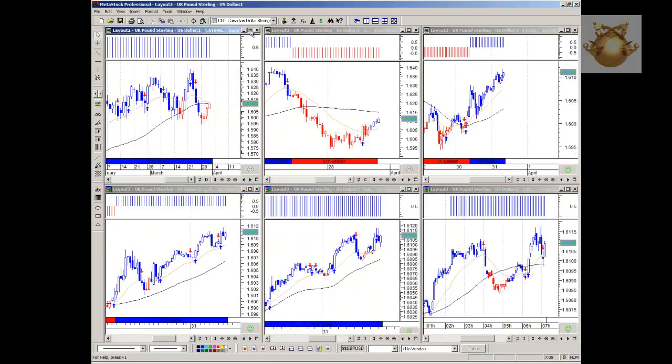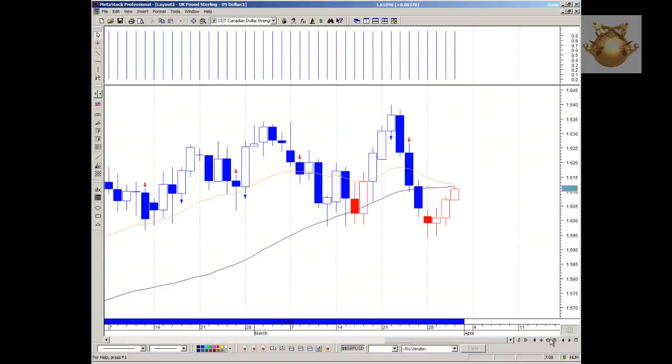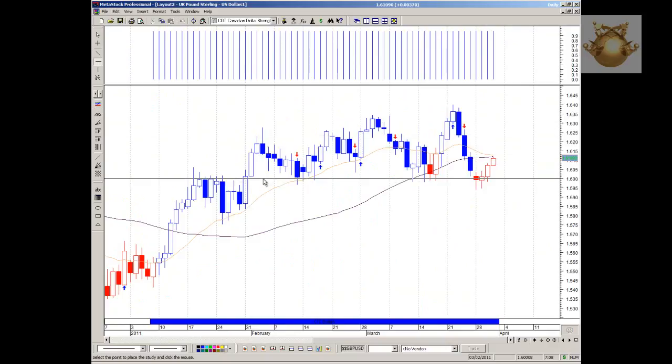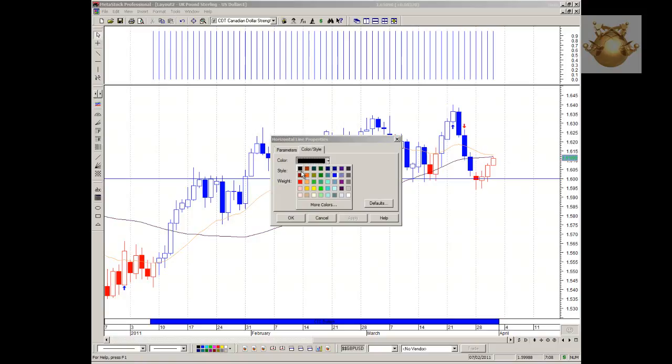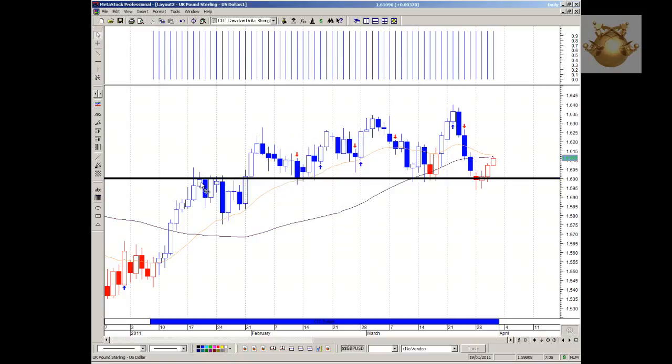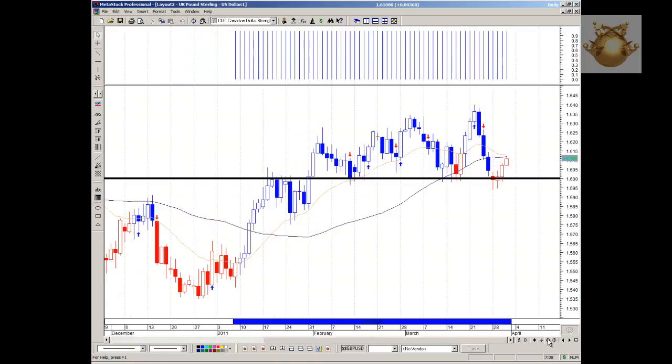Okay, sterling in front of me. Let's have a look at the daily time frame. It was important yesterday. This is the daily. This is the long-term resistance support area at 1600. The price has been playing with it for a number of months now.